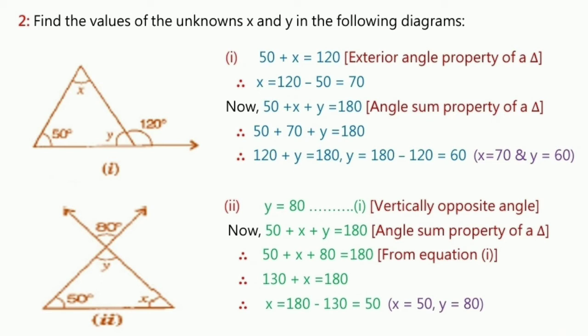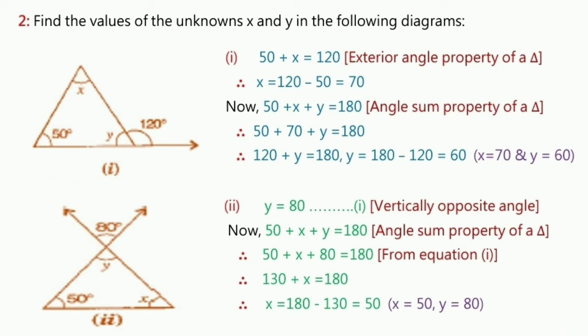Please see the diagram. One angle is 50, one angle is x, and one angle is y. Is it clear? And one vertically opposite angle is also given. It is the vertical opposite of y and its value is 80. Now, see how to solve. y is equal to 80. That means the value of y is 80. Why? It's a vertically opposite angle.